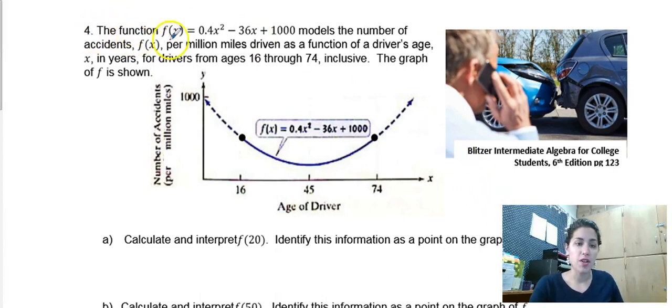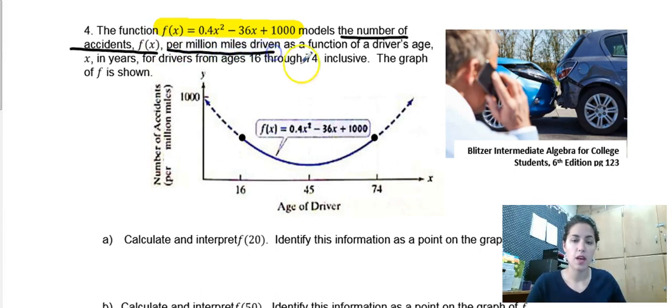It says, the function f of x equals 0.4x squared minus 36x plus 1,000. So just like we do in class, as soon as we see a model, let's highlight it. So I'm going to highlight the model so it stands out. Models the number of accidents f of x. So here it's defining variables. So I am underlining that it's defined the variables per million miles driven as a function of the driver's age, x, in years.